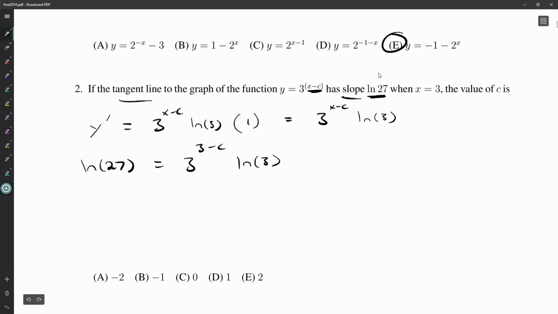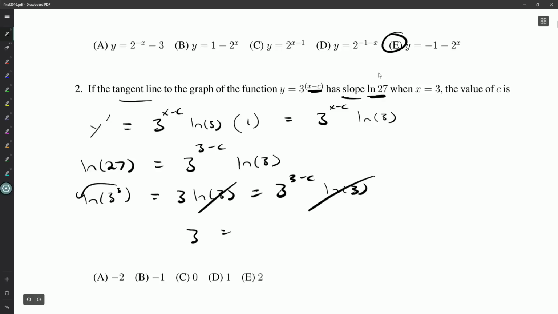Well, I noticed that 27 is 3 to the 3. So I could rewrite this, bring the exponent out front. And we could divide by ln 3 on both sides. So now 3 has to be the same as 3 to the 3 minus c. The only way that's going to work is if 3 minus c is equal to 1. c has got to be equal to 2.